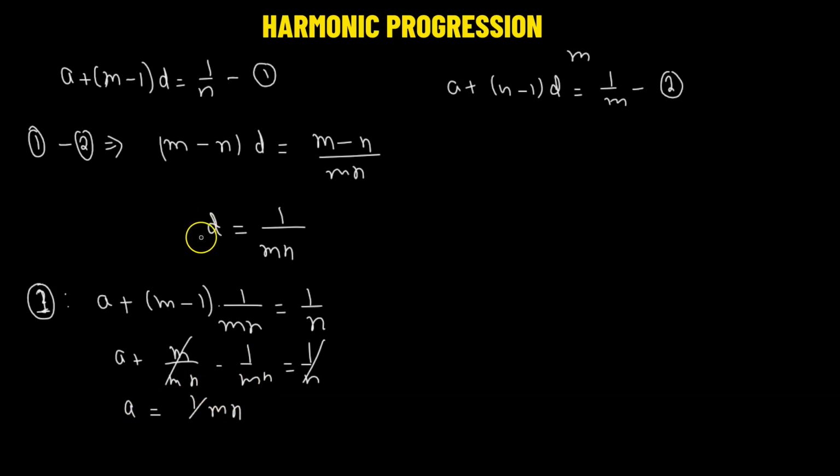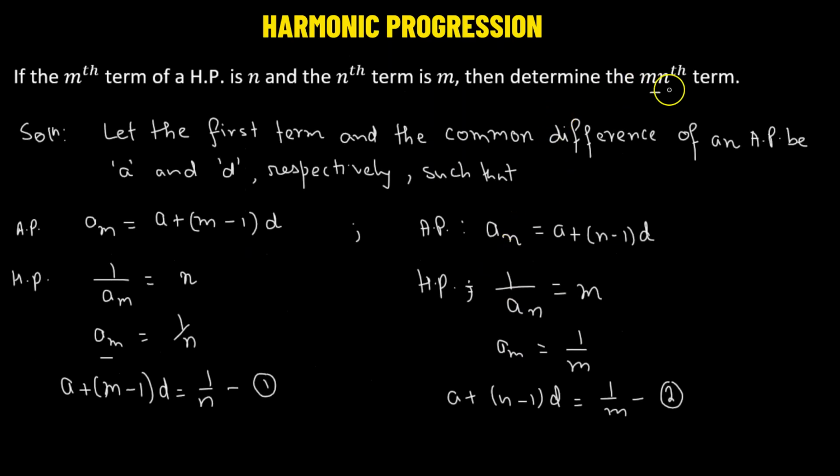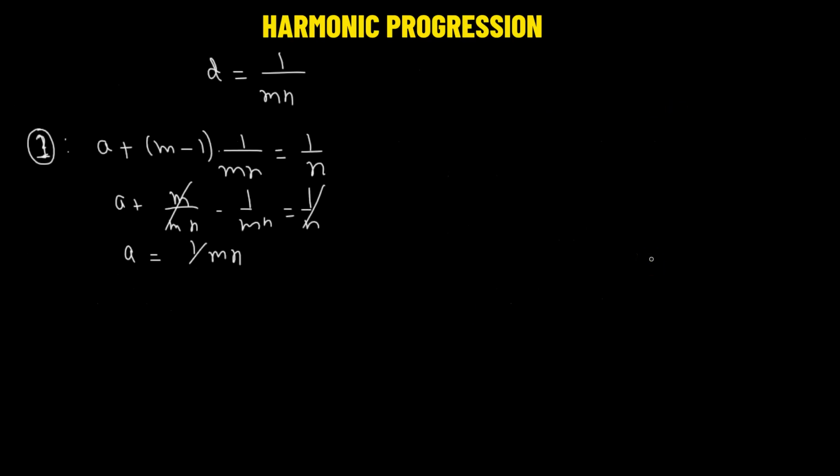This is for the arithmetic progression. So let's use the first term and the common difference to find out the mnth term, not for the HP, but we will be finding out the mnth term for the arithmetic progression. So it's amn, meaning the mnth term. This will be given by a plus mn minus 1 times the common difference d.